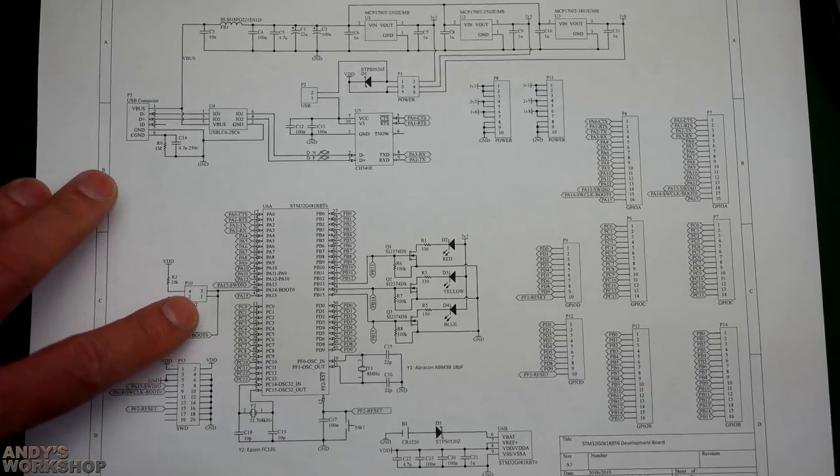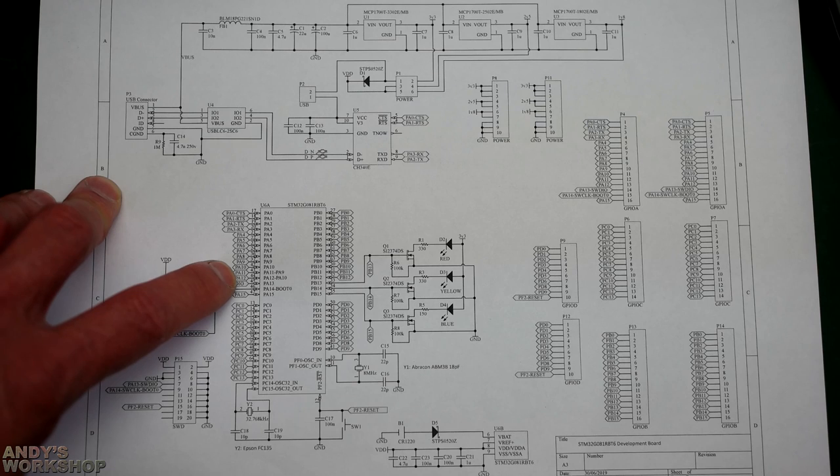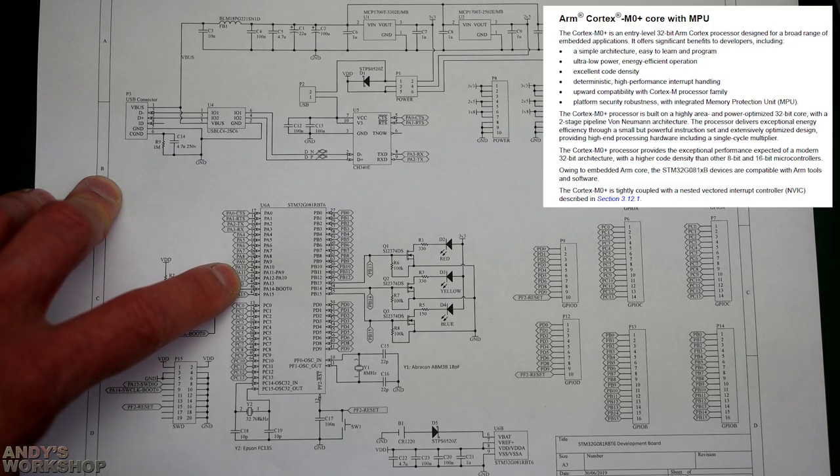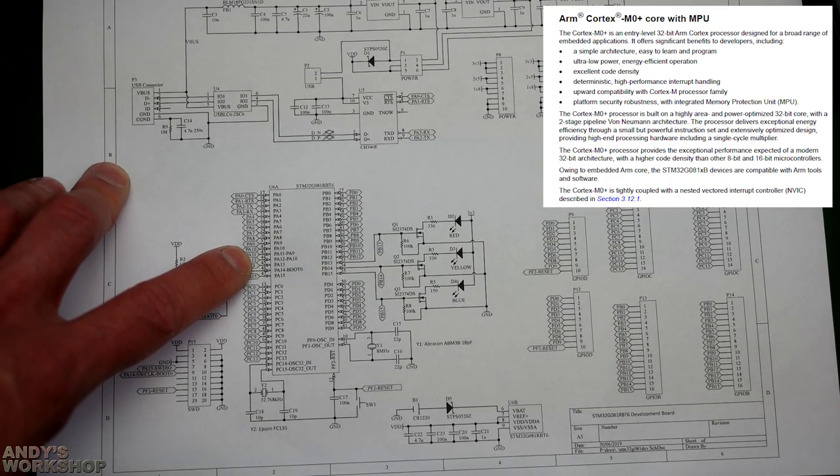So let's have a quick chat first about what the G081 offers. It's based on the Cortex M0 Plus ARM Cortex Core. The F0 was based on the Cortex M0, so there's just a plus on the end. I did a bit of research into what you get for this plus sign.